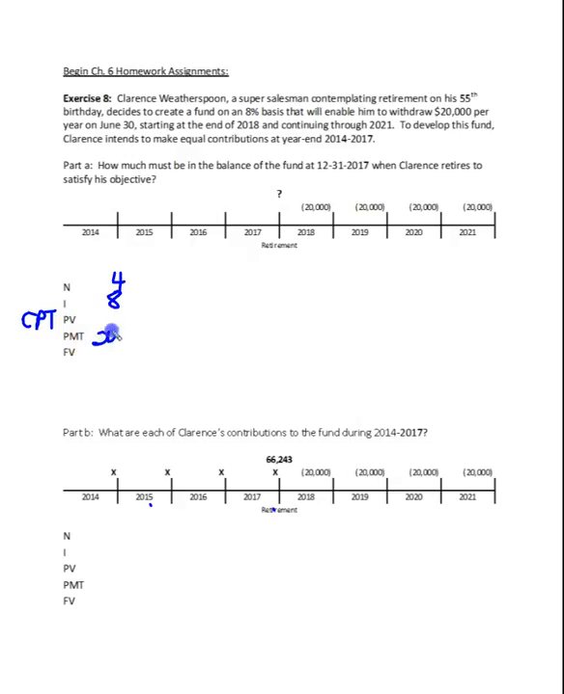We have payments of $20,000, and there's no lump sum future amount. So if you key that into your calculator, you're going to get $66,243. Okay, so that's going to lead us to the next thing. So now we know he needs $66,243 at the point of his retirement in order to withdraw these $20,000 over the next 4 years.